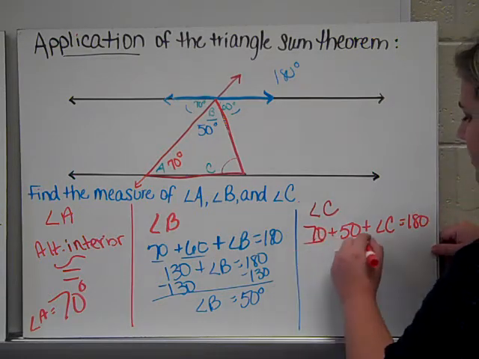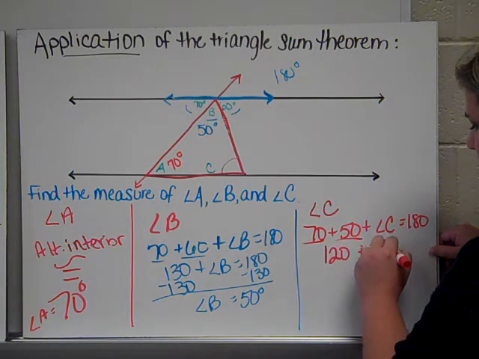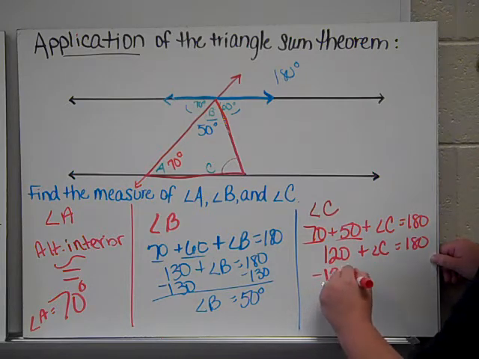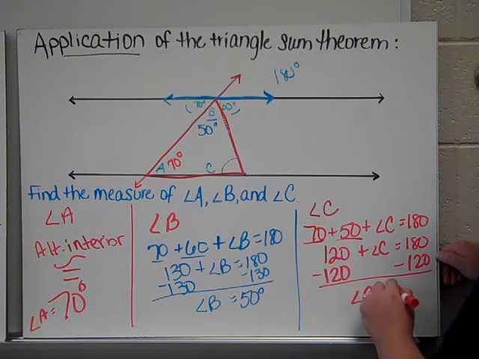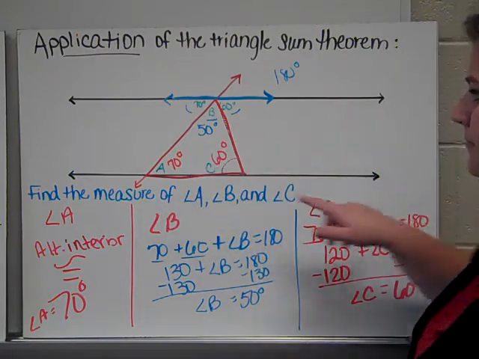So let's add those other two angles together. Okay, 120. Take that from 180, and that gives me 60 degrees. So angle C is 60.